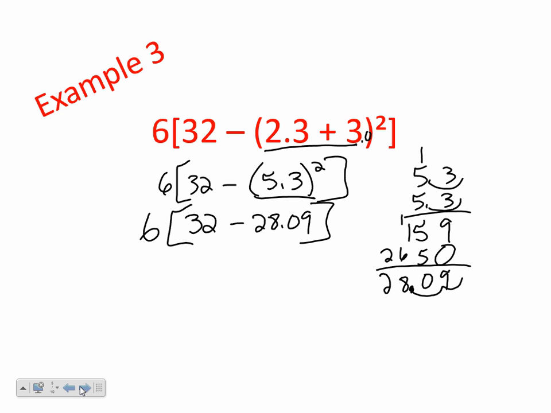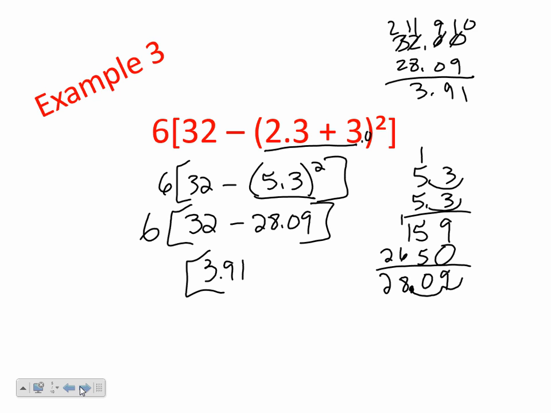All right. When we subtract, what will I do with 32? Put a decimal, put 2 zeros. So 32.00 minus 28.09. Borrow. 10 minus 9 is 1. 9 minus 0 is 9. I'm going to have to borrow again. 11 minus 8 is 3. So 3.91. And then finally, what will I do? I will multiply. So you do it. Multiply 3.91 times 6. How many decimal places? 2.